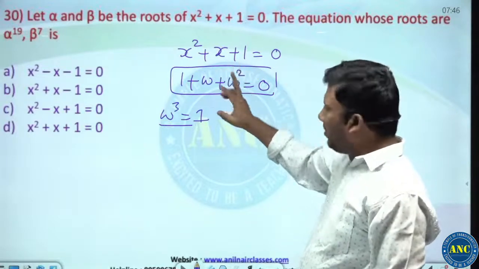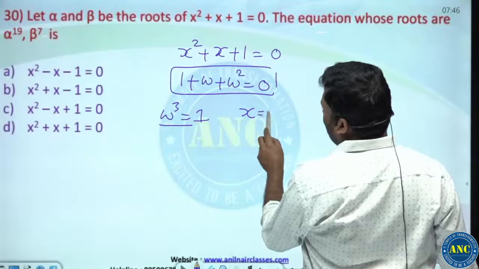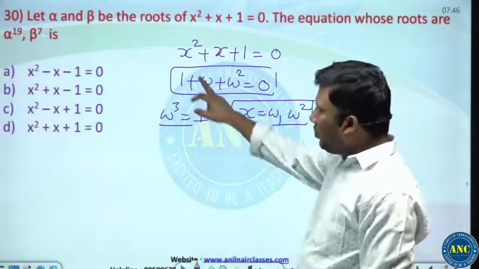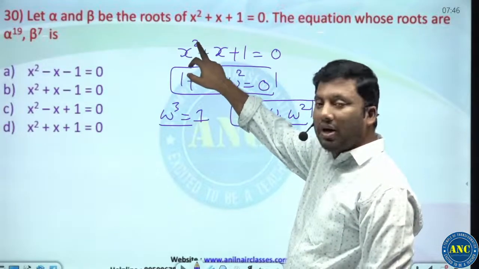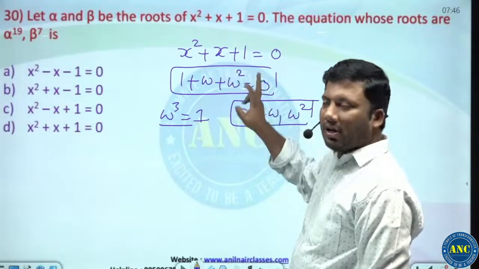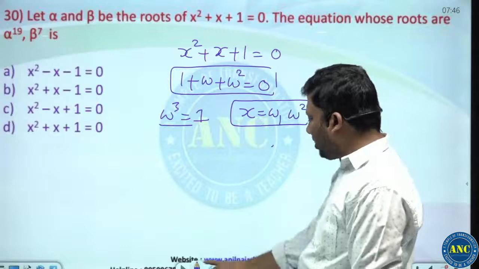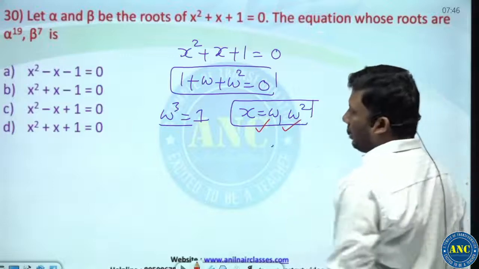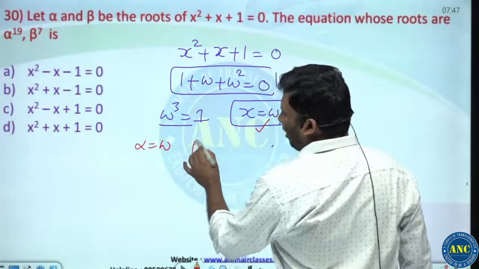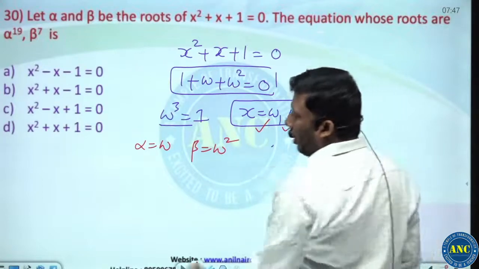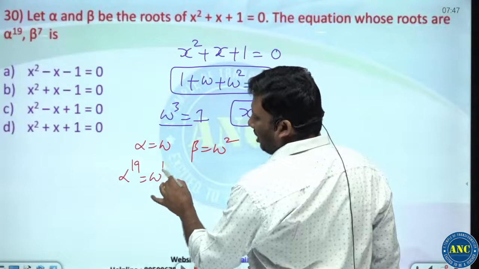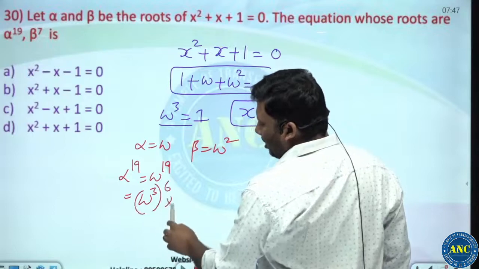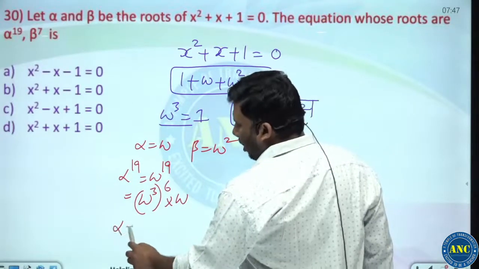So x can be omega or omega square. If I take omega power 4, it is omega square plus omega, of the form 1 plus omega plus omega square equivalent to 0. So the roots of this equation are omega and omega square. If I take alpha as omega and beta as omega square, alpha power 19 will be omega power 19. Omega power 19 is omega cube power 6 into omega. Omega cube is 1, so alpha is omega.